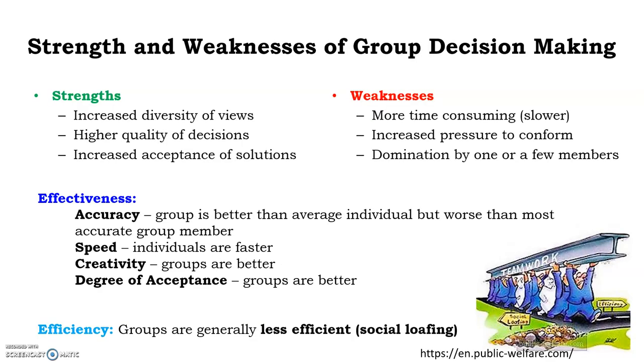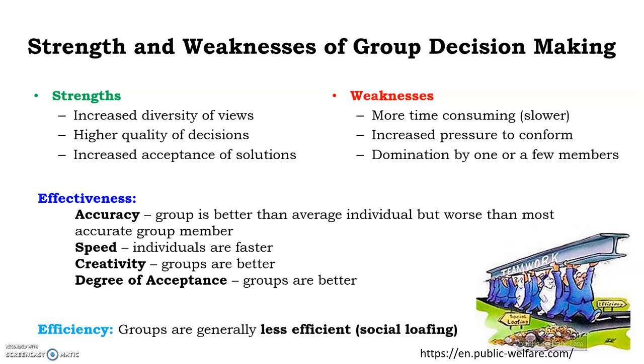What are the strengths and weaknesses of the group? The increased diversity of views is possible in the group. Higher quality of decision is possible in a group. Increased acceptance of solution is possible, because every decision is taken after a lot of deliberation and brainstorming. Therefore acceptance is possible. Here the weaknesses: it is a more time consuming process compared to individual decisions.